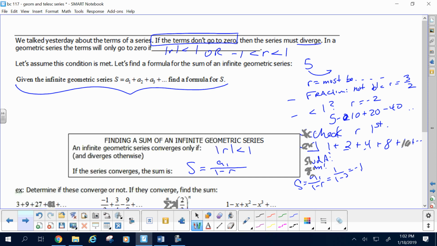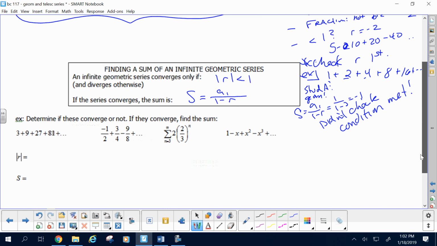Okay? And it's because this person didn't check the condition was met. You must first say, does R satisfy the condition? Okay, it does, so now I can use the formula, and only then can you use the formula, all right? Check the condition first.